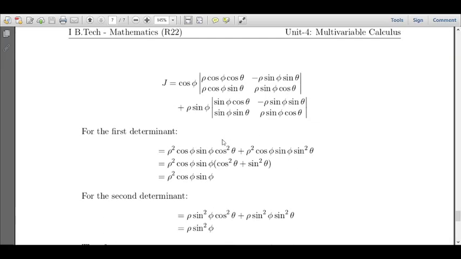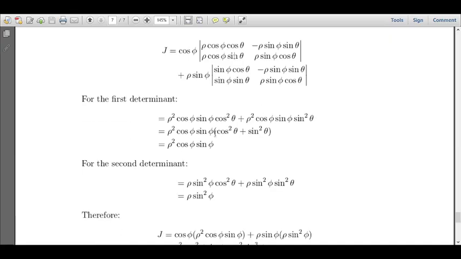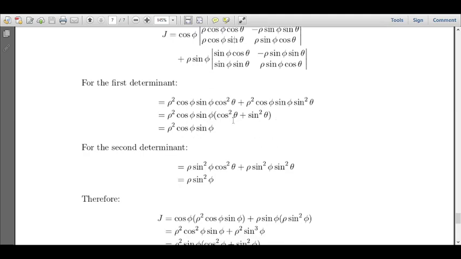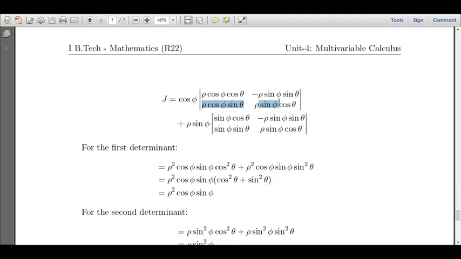For the first determinant, first we are expanding this one. Rho cos phi cos theta into rho sin phi cos theta, which is rho square cos phi sin phi cos square theta, plus minus of minus plus rho square cos phi sin square theta. Taking rho square cos phi sin phi common, which is cos square theta plus sin square theta. This is the trigonometric identity, cos square theta plus sin square theta is 1. So this is rho square cos phi sin phi, the first determinant value.